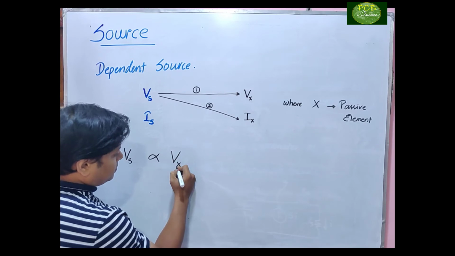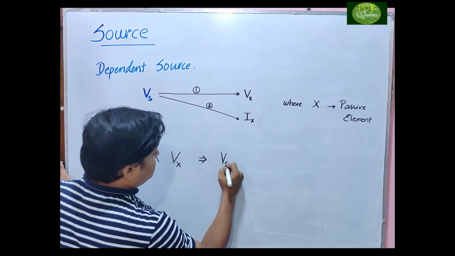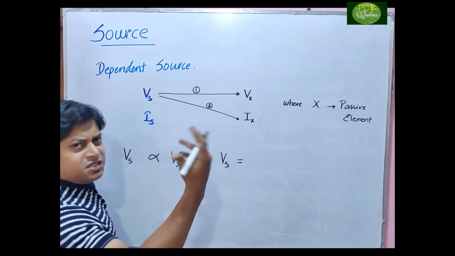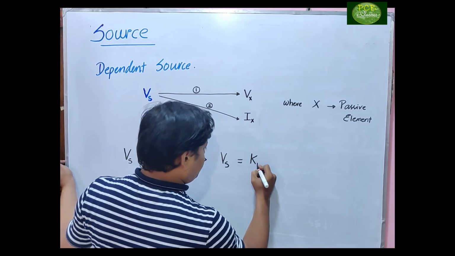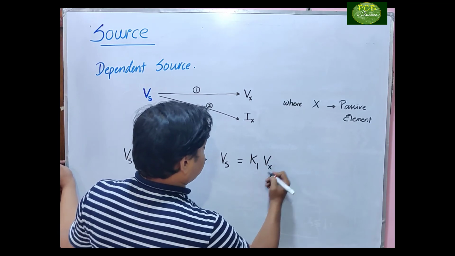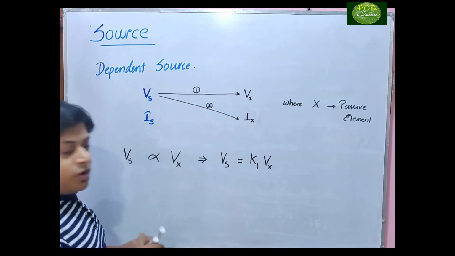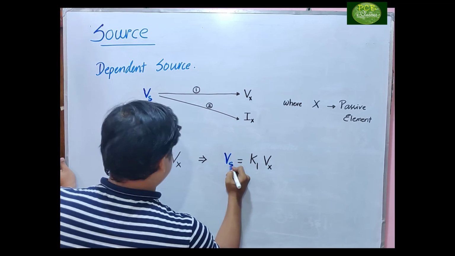Fine. Mathematically, what we will write down? Vs equals to some constant. We'll take any constant. Let us take K1. K1 times Vx. For proper notations, I am taking this one as Vs as mentioned.